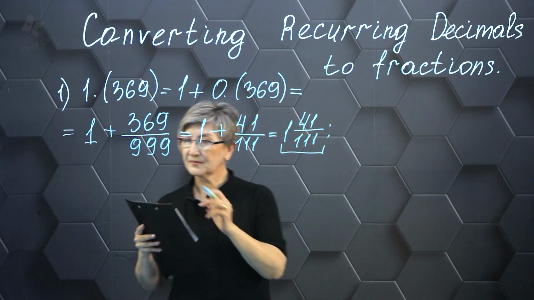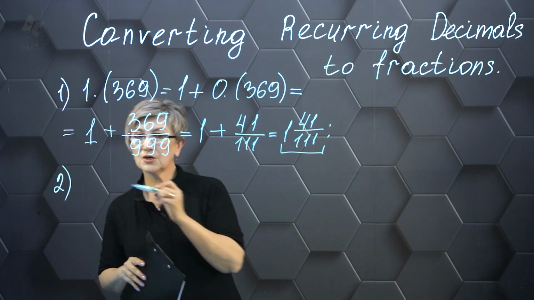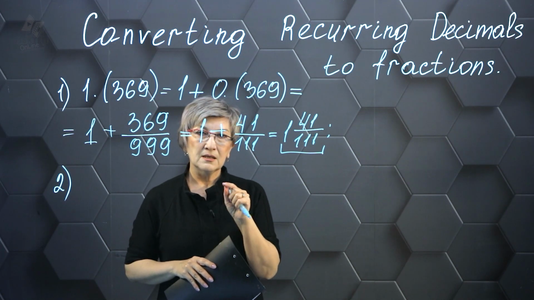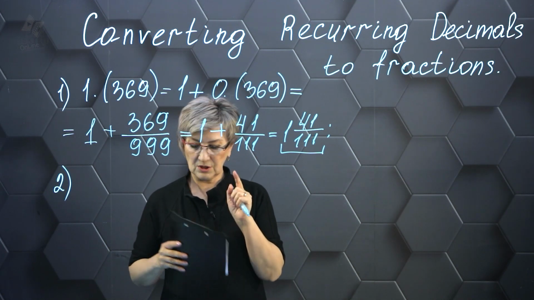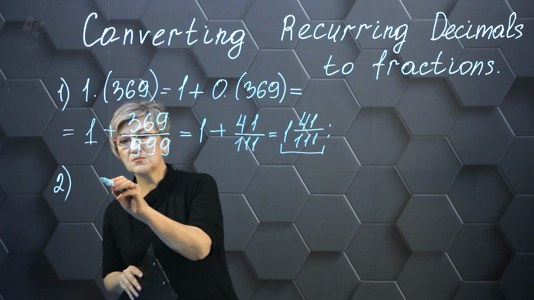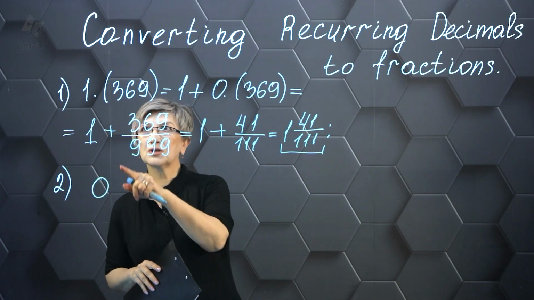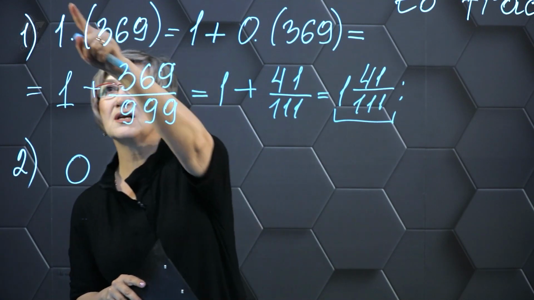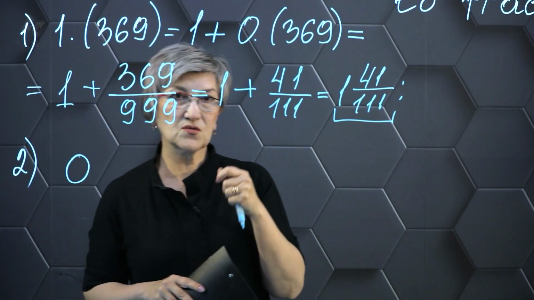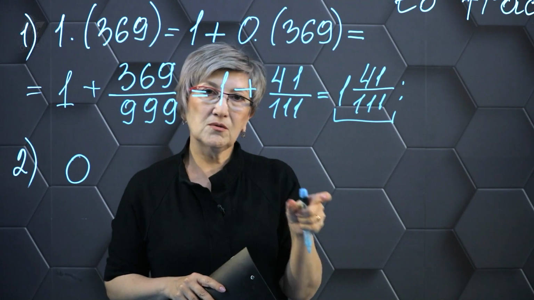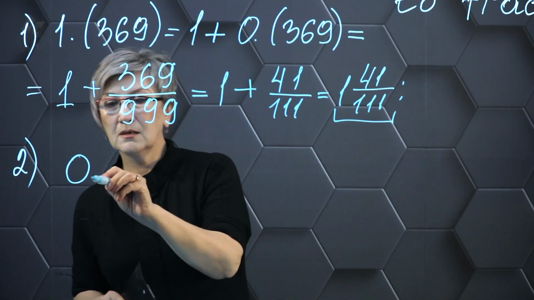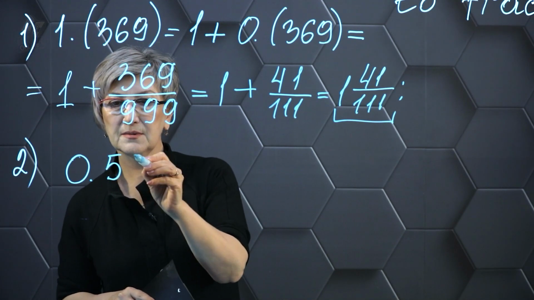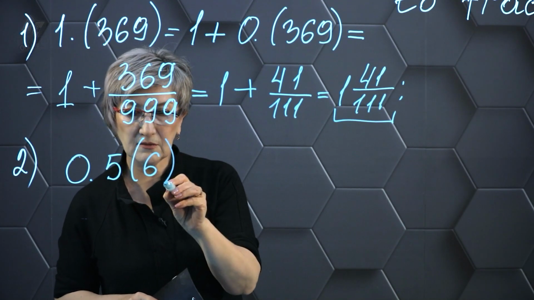Next example. Now once again, we'll solve an example where the period is not written immediately after the decimal point. For example, I'm going to take 0 integers so that we can do the math faster, because if there's an integer in this entry, we write it down as a summand. Now let's go back to our example: 0 integers, 5 tenths and 6 hundredths in the period.